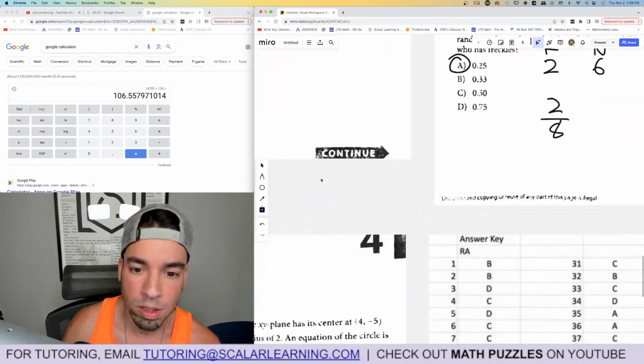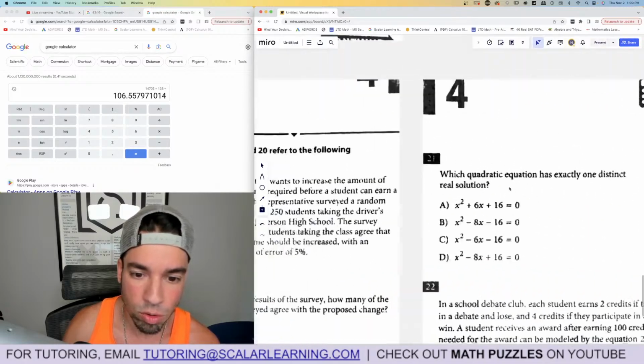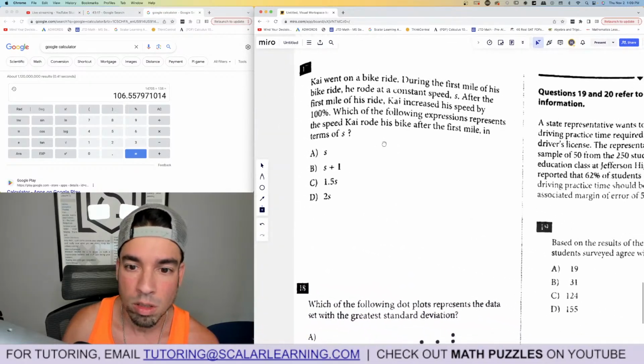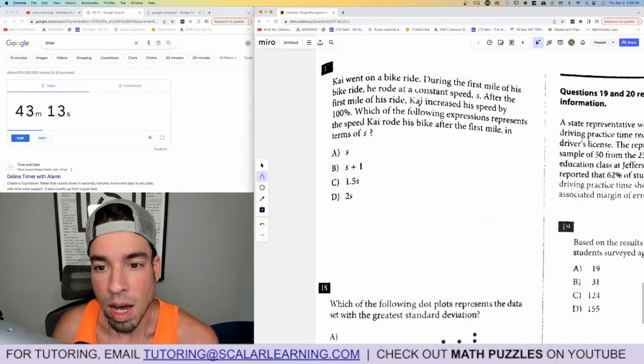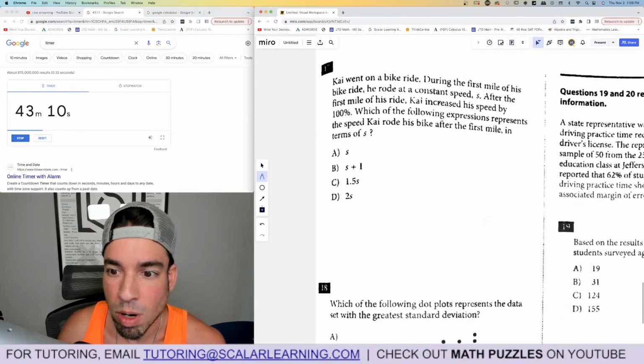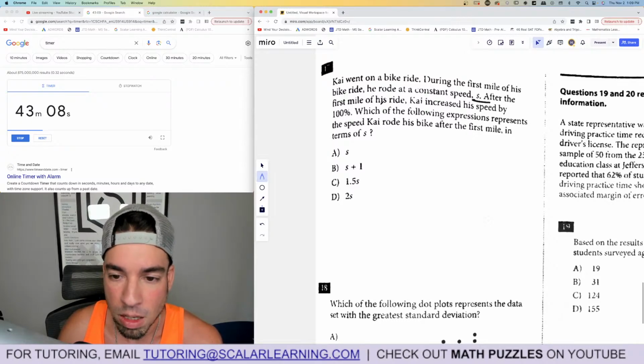17. We got to go down here. All right, 17. Let's go back to the timer. We're doing good on time. Kai went on a bike ride. During the first mile of his bike ride, he rode at constant speed S. After the first mile of his ride, Kai increased his speed by 100%. Hold on. So which of the following expressions represents Kai's speed after this first mile?